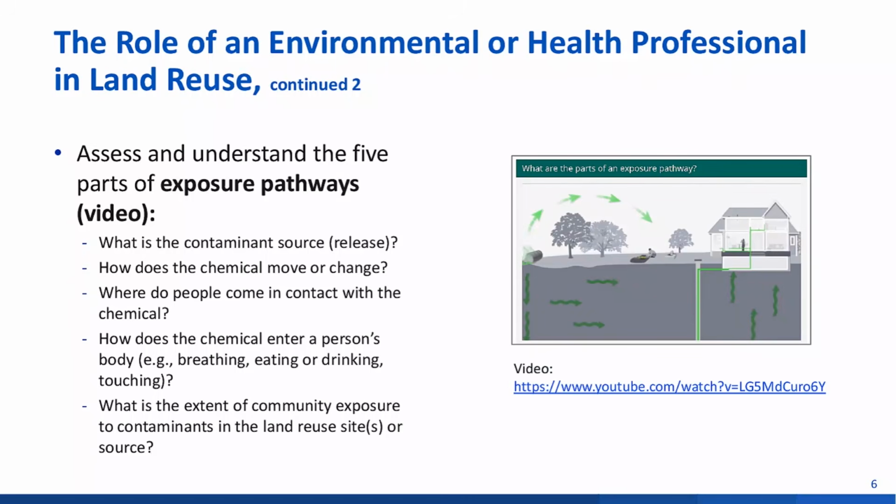We also want to assess the extent of community exposure to contamination in the land reuse site or source. For example, how widespread is the contamination? How many people are exposed? How close are people to the contaminant? Where's the nearest daycare center? Where's the nearest nursing home? Which way does the wind blow? Could dust migrate from the site? Is there runoff from the site?